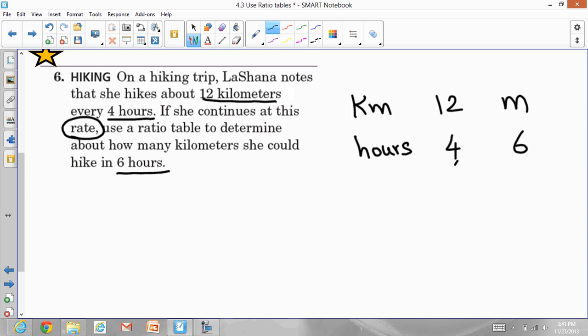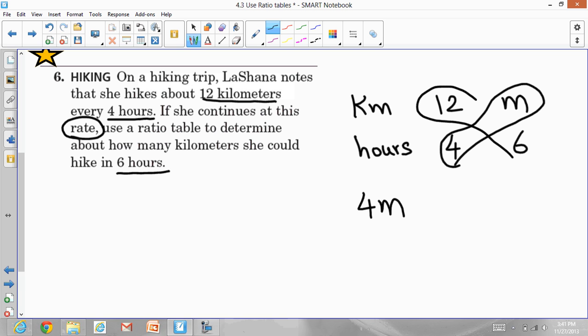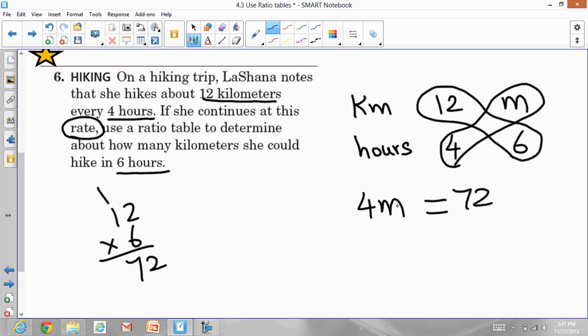Now, the usual steps. 4 multiplies m to give you 4m. 12 multiplies 6. 6 times 2 is 12. 6 times 1 is 6. 7 to give you 72. Equal sign in the middle. You want to find m. Your m, put an arrow because that is what you want to find, kilometers.